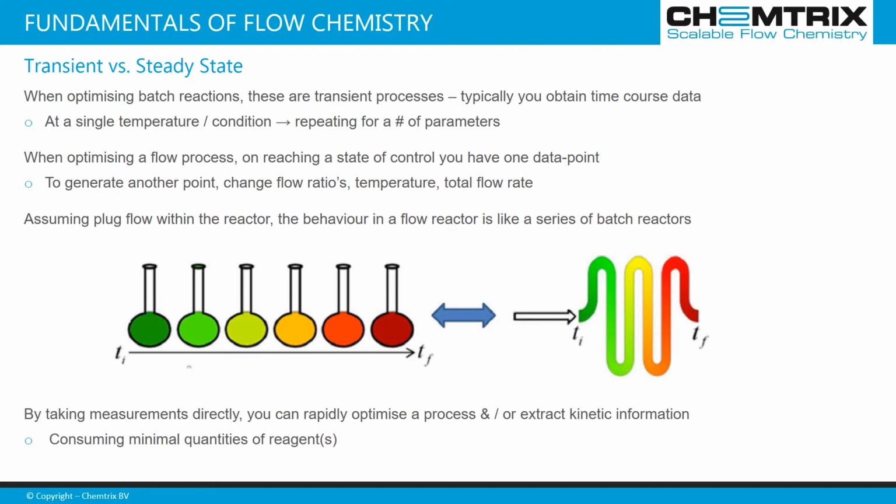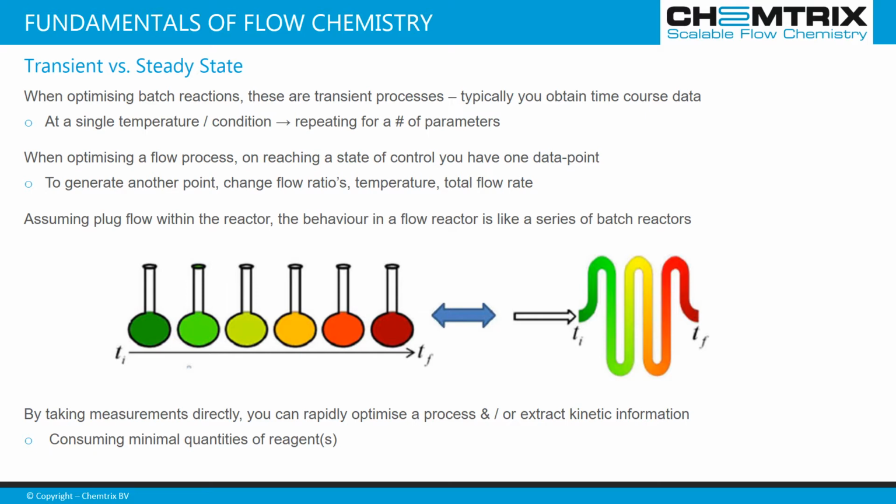So if we look at how a flow process differs to batch, in your batch reaction, your process is evolving over time. So to do different experiments, you would essentially restart your batch reaction with different reagents, different equivalents, different conditions, and monitor that process over a period of time. In a flow reactor, time is a function of distance within the reaction channel, as you can see on the right hand side. So as a result, you're optimizing processes differently.